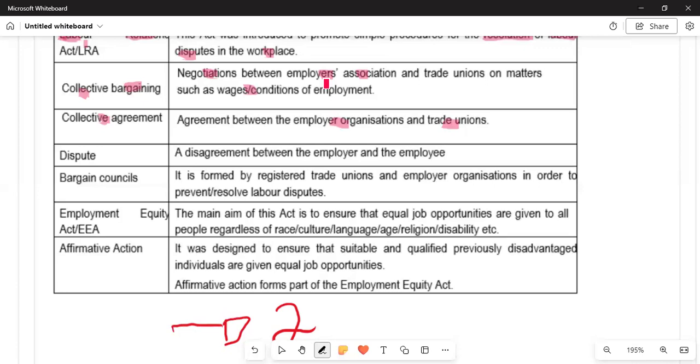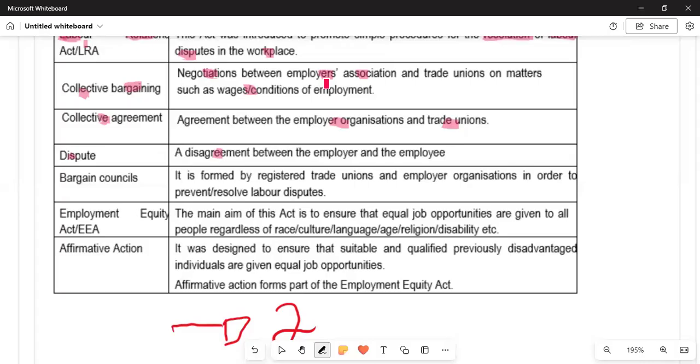A dispute means a disagreement between the employer and employee. Bargaining councils are formed by registered trade unions and employers' organizations in order to prevent or resolve disputes. That one is bargaining councils. Then we have the Employment Equity Act, EEA, that is an act.